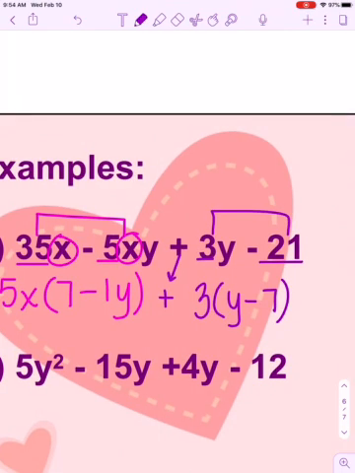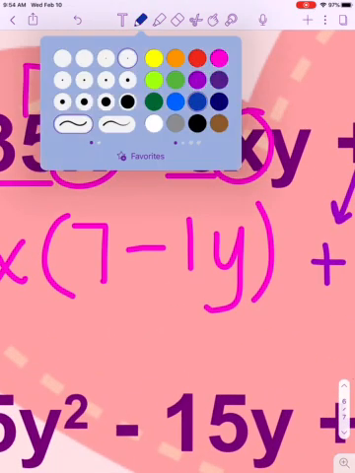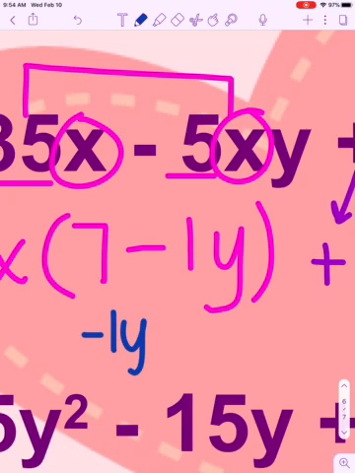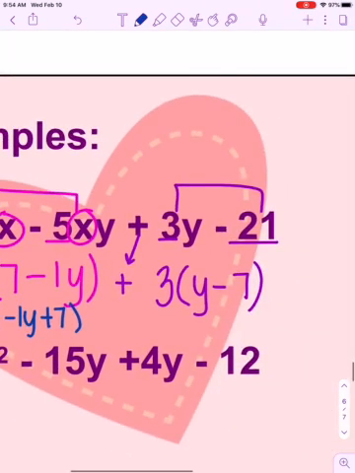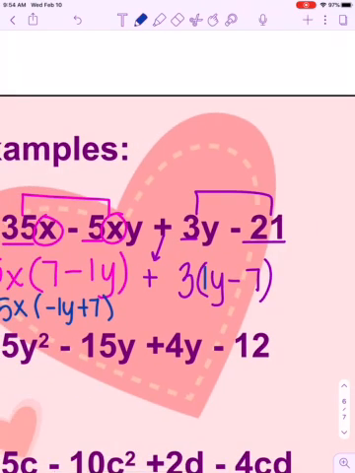Now I look here, I want my parentheses to match. Right now they don't match, and they actually aren't the same at all, because even if I put this one in the proper order, I would have a negative 1y and a positive 7, okay? Which is okay, but that's not what I have here. I have a positive 1y and a negative 7, okay?